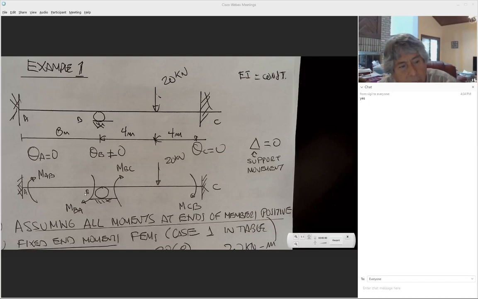So to solve this problem, what we're going to compute is what we call the moments at the end of each member. With that, we're going to compute later the reactions and do the shear and the moment.